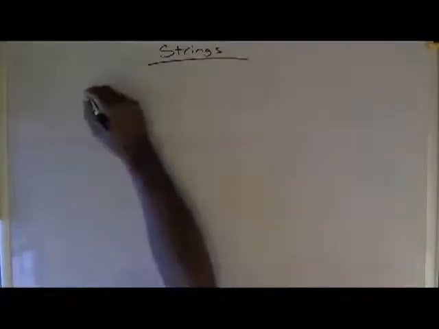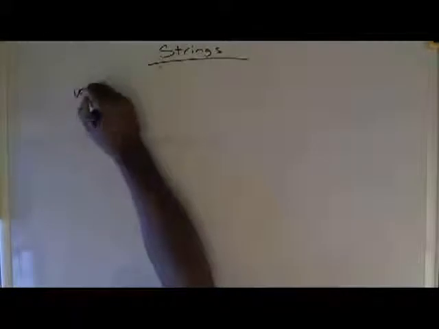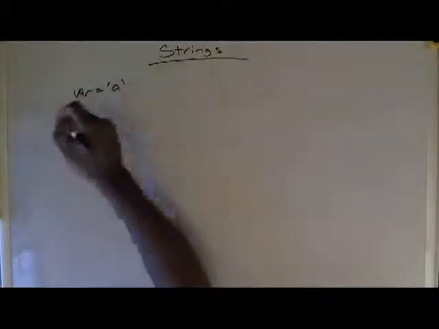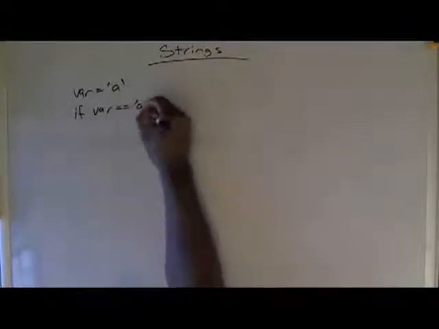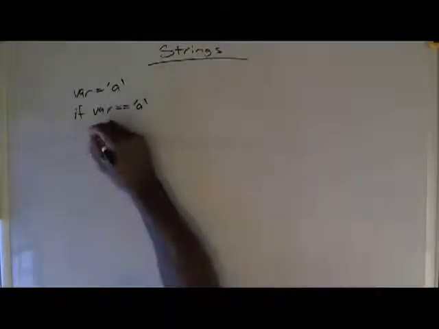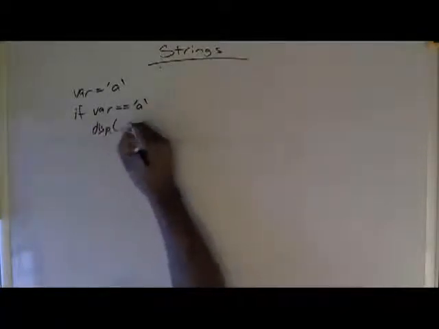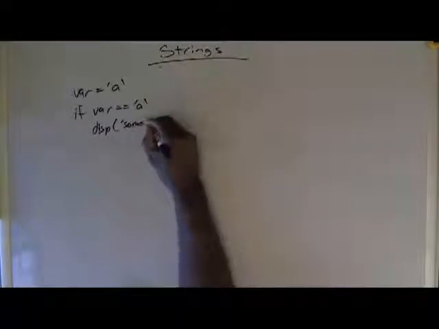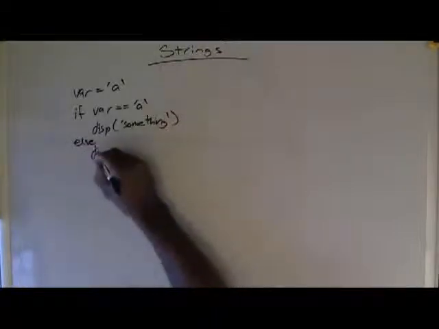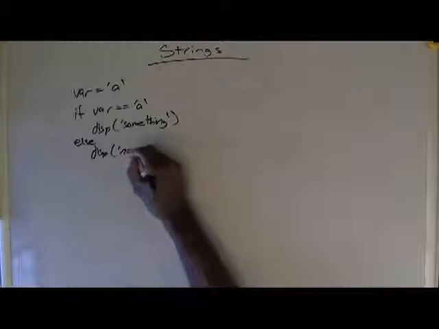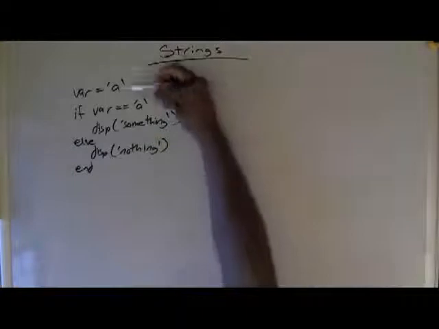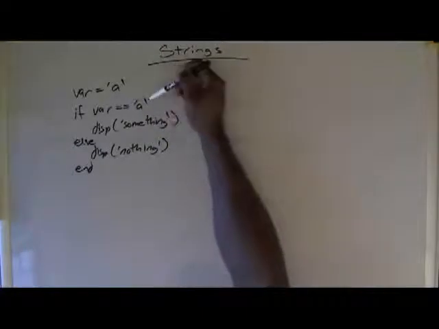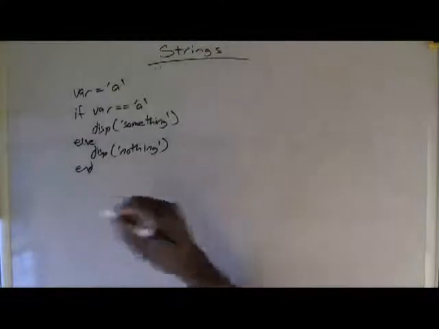So we can use this in an if statement. We've seen this already. If I define variable var equals character A, then I can say if var equals A, then I'm going to say, I don't know, display something, else display nothing. Okay, and then that's simply just doing a test. Does var equal A? And in this case it does, and so therefore we'll display something.